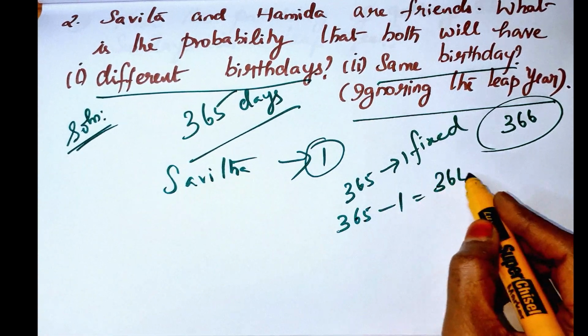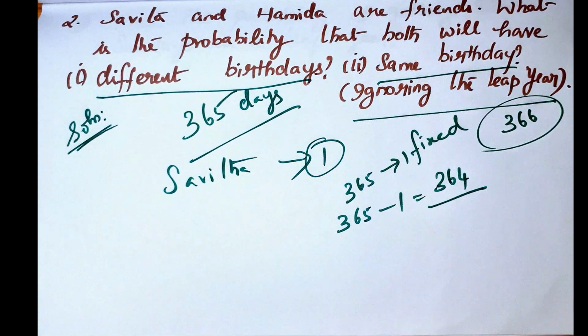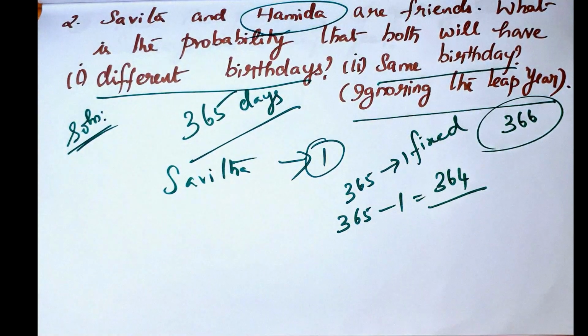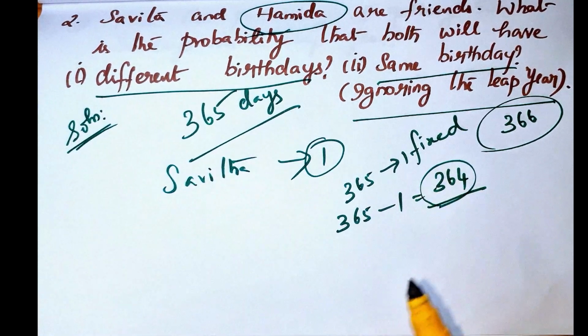So 364 days இருக்கு. So இந்த 364 daysல ஏதாவது ஒன்று the second personோட birthday-ஆ இருக்கலாம். Am I right? Is it clear what I am saying? So for Savita already we have fixed 1 as the birthday. For the second person, how many options are left over? 365 minus 1, that is 364 days. In this 364 days, any one day should be her birthday.